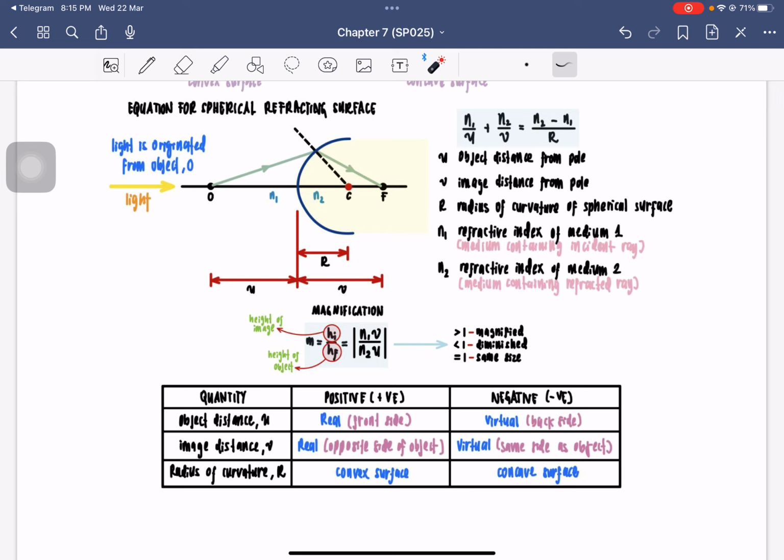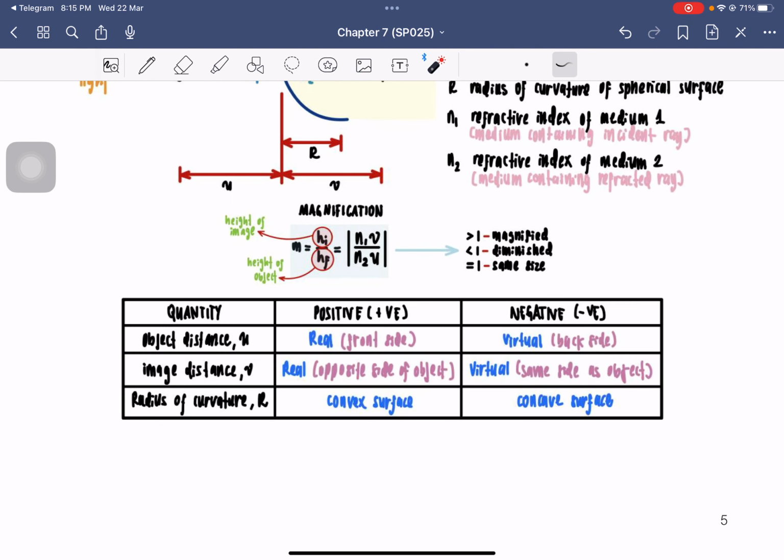Where r is the radius of curvature of the spherical surface. In the exam they would usually give you the value. Every time you meet a diagram like this, this is basically a spherical surface. The same goes for magnification, the only difference is there is a modulus here, and we have to consider the value of the refractive index.